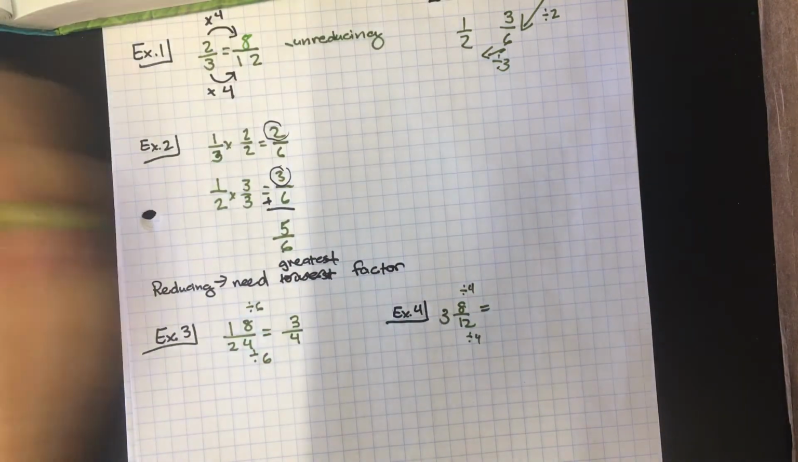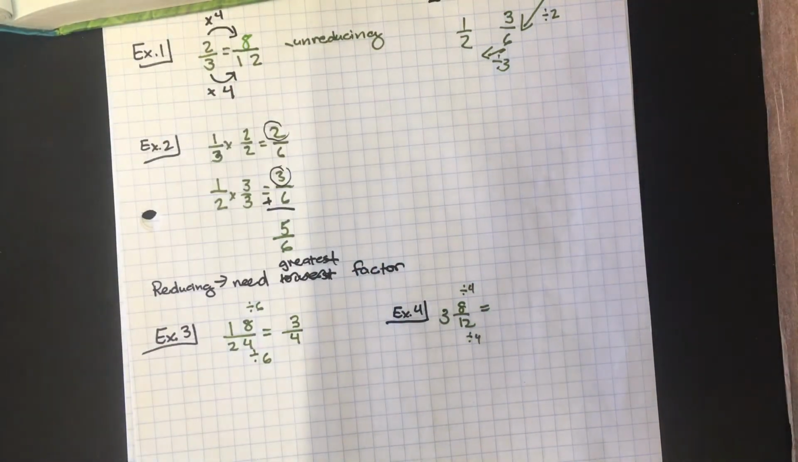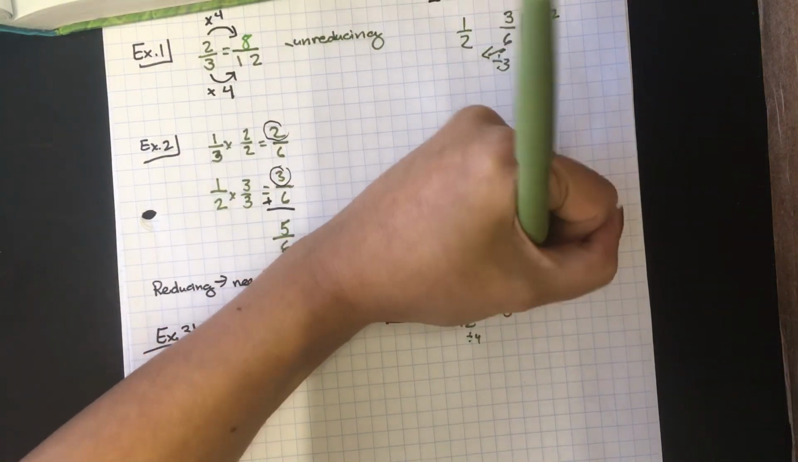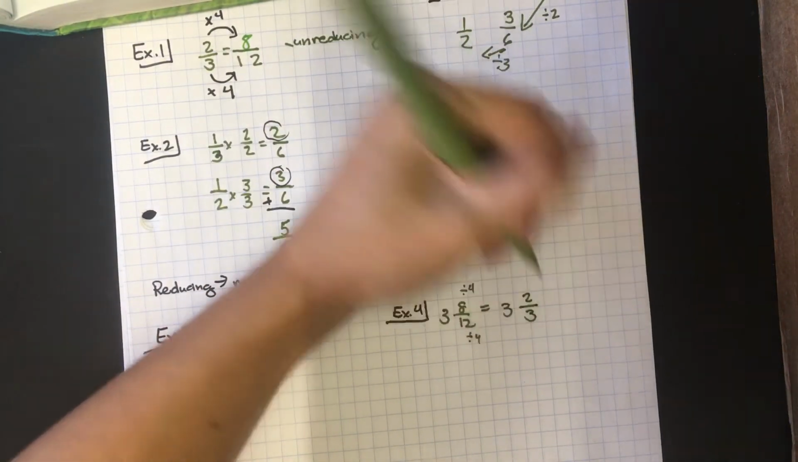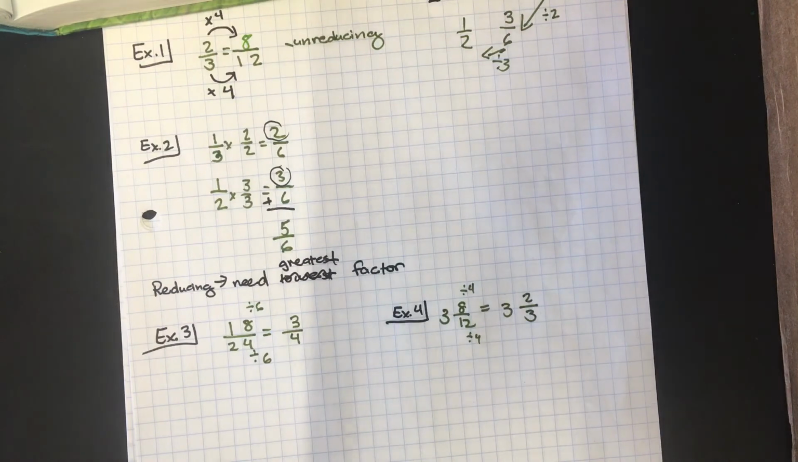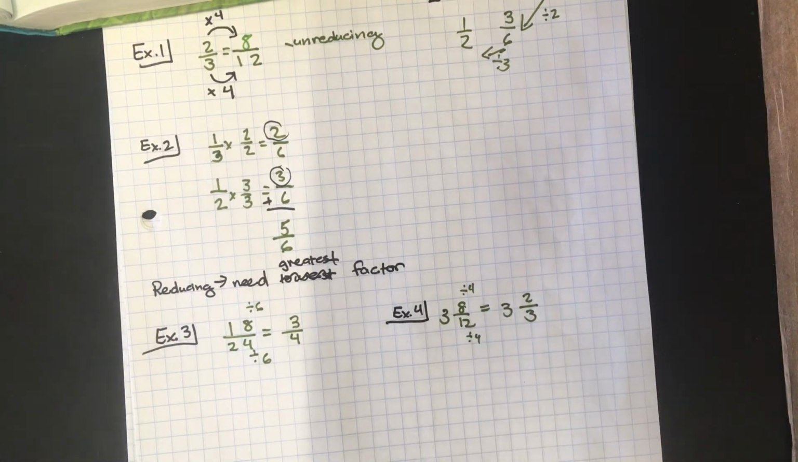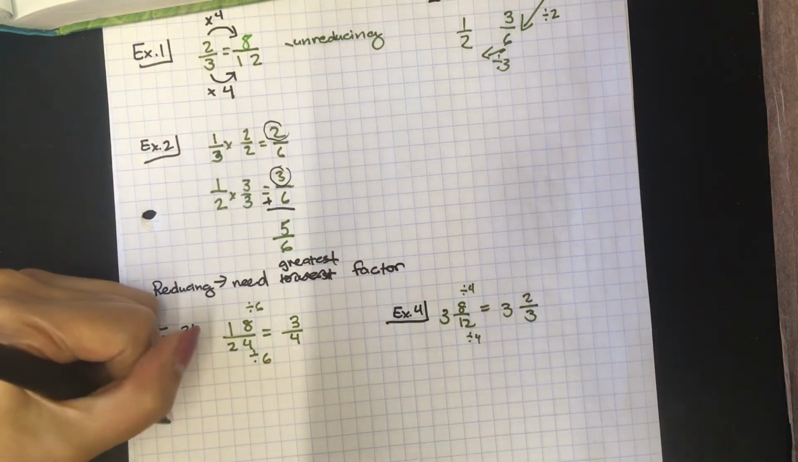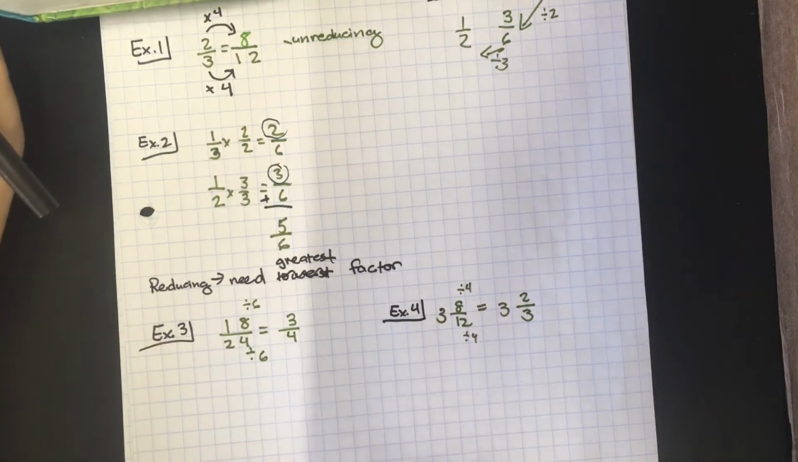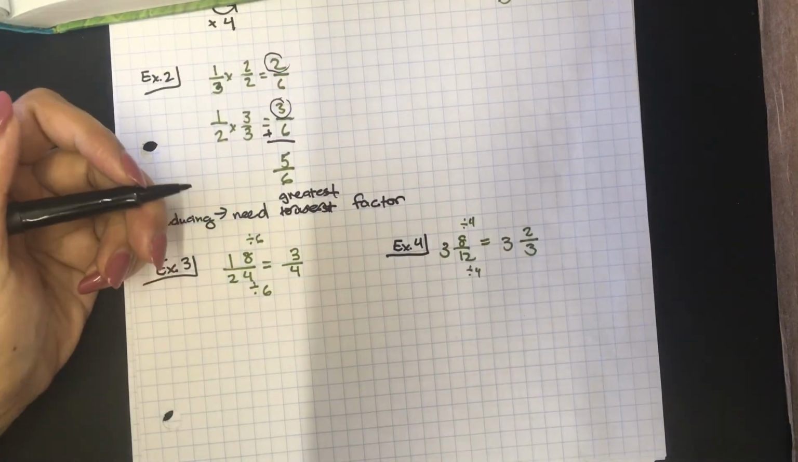So I gave you guys the GCF. Tell me what the answer is on Edpuzzle. All right, you guys should have gotten 3 and 2/3. Because we divide 8 by 4, we get 2, 12 divided by 4, we get 3. Okay, this lesson has a lot of examples.